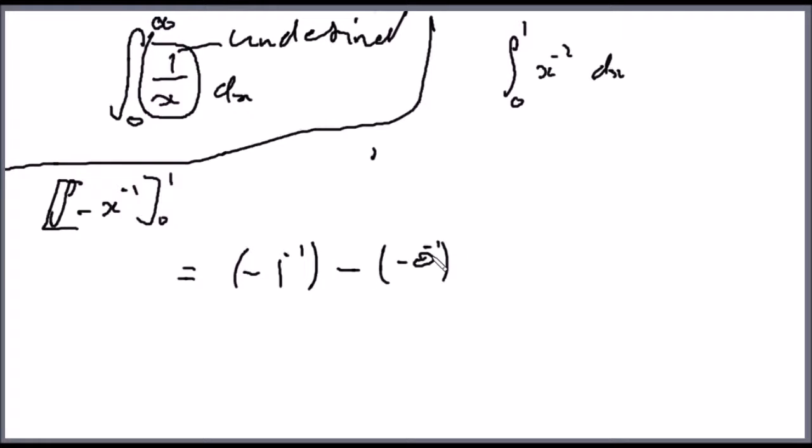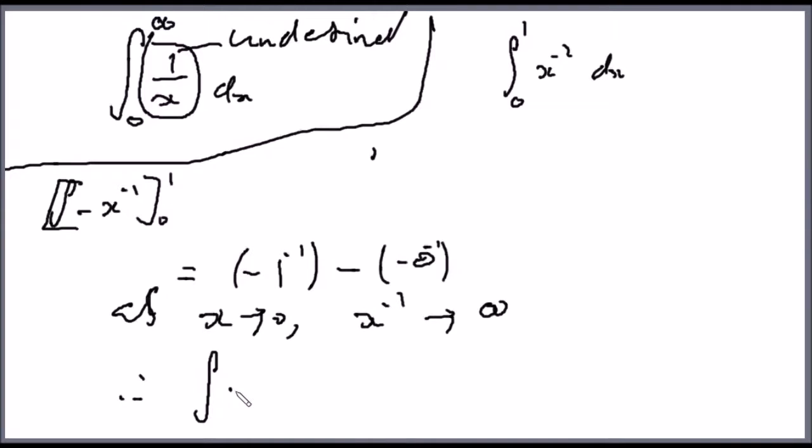So you may see a bit of a problem here, as the value of x approaches 0, x to the power of minus 1 approaches infinity. So therefore, the integral of 1 over x squared at the limit, that's meant to be 0, is actually undefined.